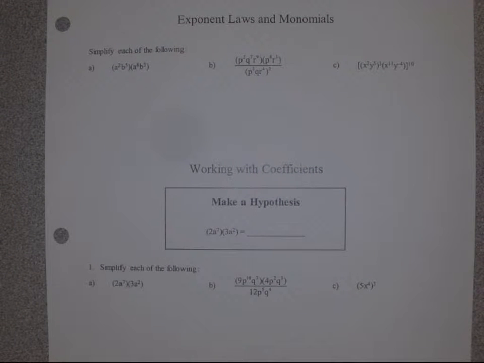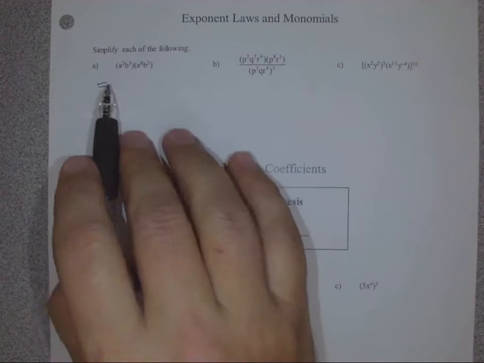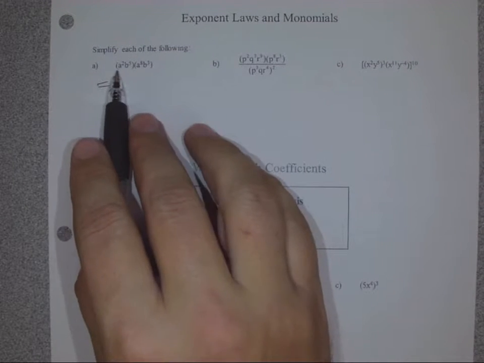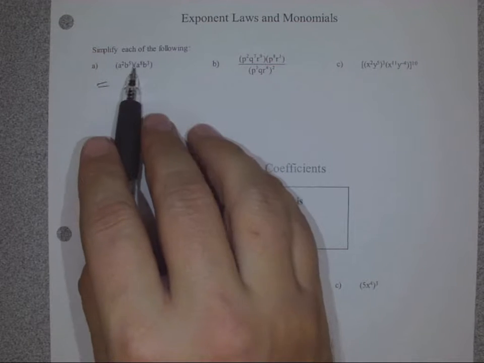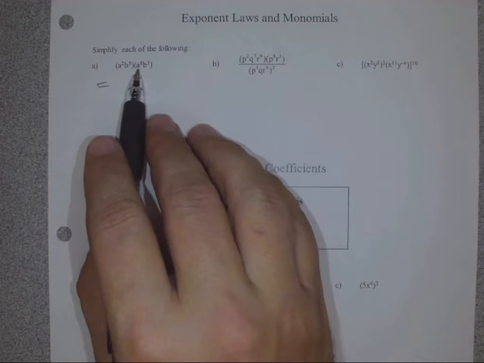Okay, this next video is on exponent laws and monomials. First question, I'm looking for common bases. So we have A's and B's as bases. So we're going to multiply the A's together first.